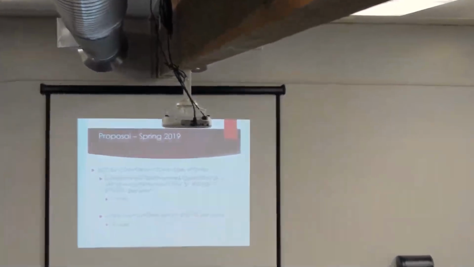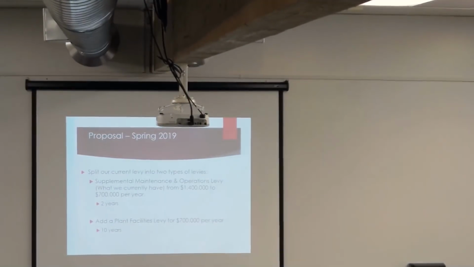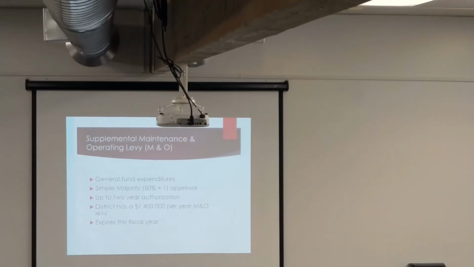There are a few other items. You can actually buy school buses into plant facilities, but not very much other than that, unless it relates to the buildings under the plant facilities. So, I've shown this slide before, but just so everybody is on the same page, a supplemental maintenance and operation levy is a general fund expenditure. It's a simple majority vote, 50+1 approval. It's up to 2-year authorization. The district has the 1.4 million M&O levy a year, and it expires this fiscal year.